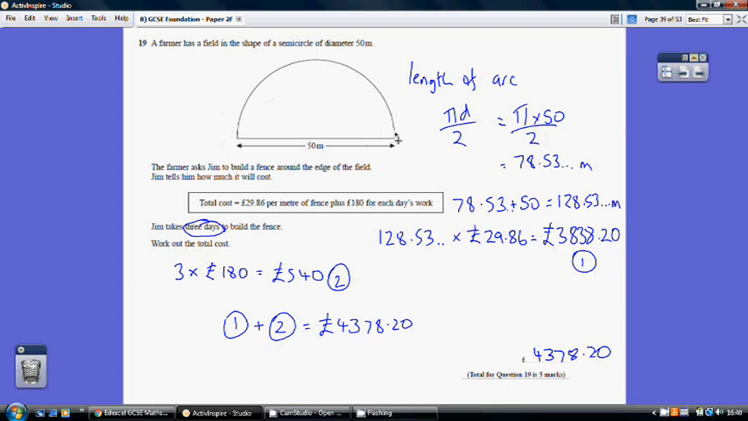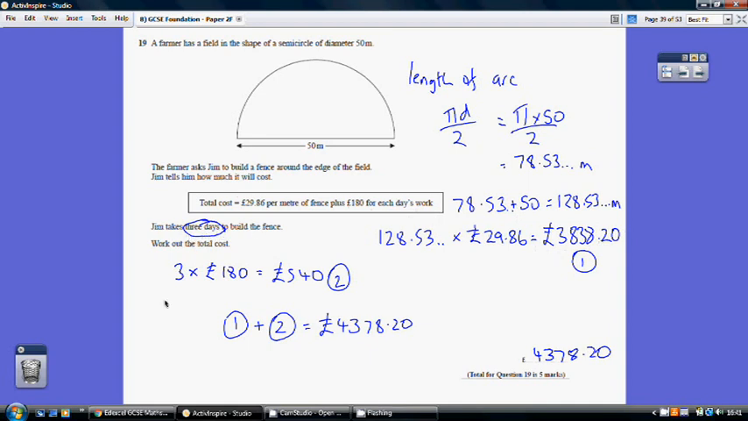Now if I add that fencing onto this straight line of fencing here, that gives me a total of 128.53 meters of fencing. Now the fencing costs £29.86 per metre, so take my 128.53 times 29.86. The actual fencing alone is going to cost me £3,838.20. Now I've also got to pay Jim £180 per day's work, and he's going to take 3 days.